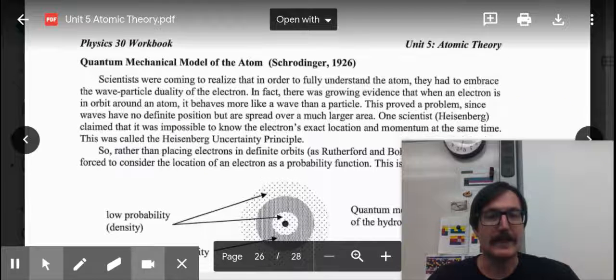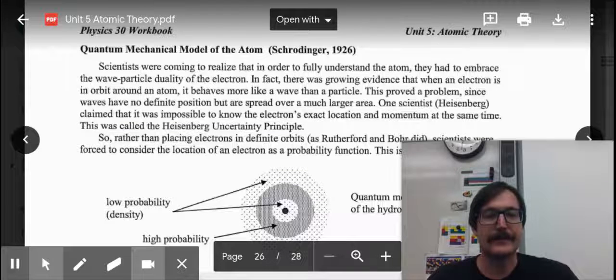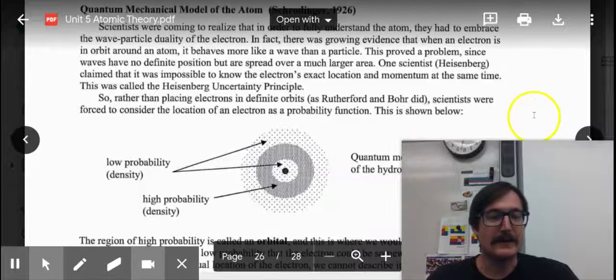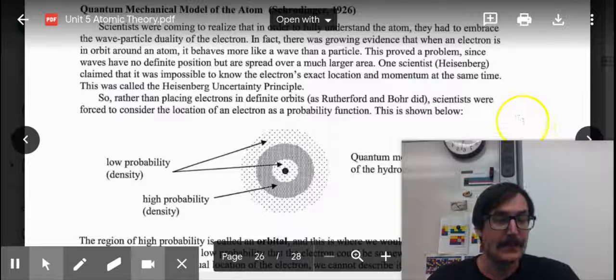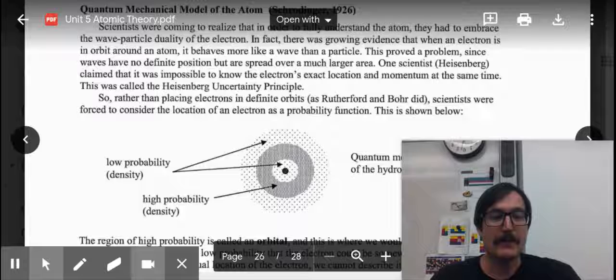One scientist, Heisenberg, claimed that it was impossible to know the electron's exact location and momentum at the same time. This was called the Heisenberg uncertainty principle. It's because if you want to know where the electron is, like in orbit around a nucleus, then you need to bounce light off of it. By bouncing light off of it, you're adding energy to it. And therefore, you can know its position, but not its momentum, and vice versa.